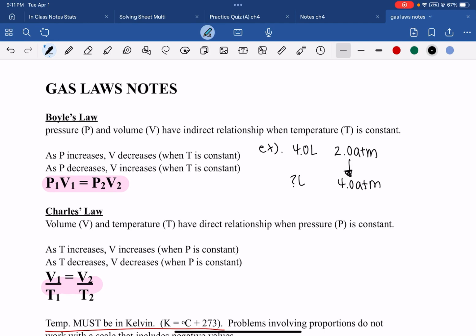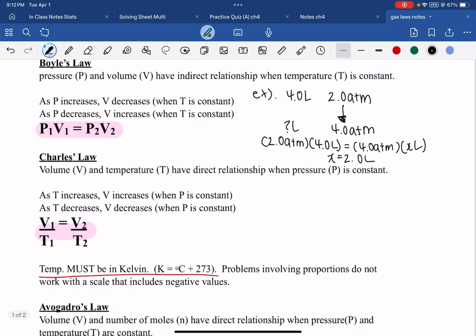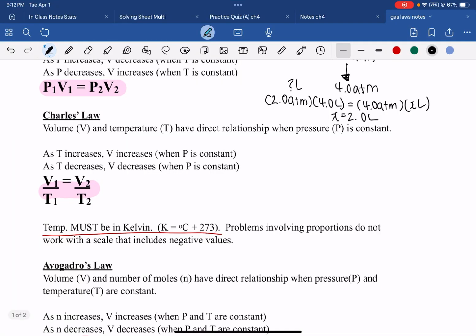It's very simple. You just have to plug in the numbers. It's just going to be 2.0 atm times 4.0 liters equals 4.0 atm times x liters. And if we solve for x, it's going to be 2.0 liters.